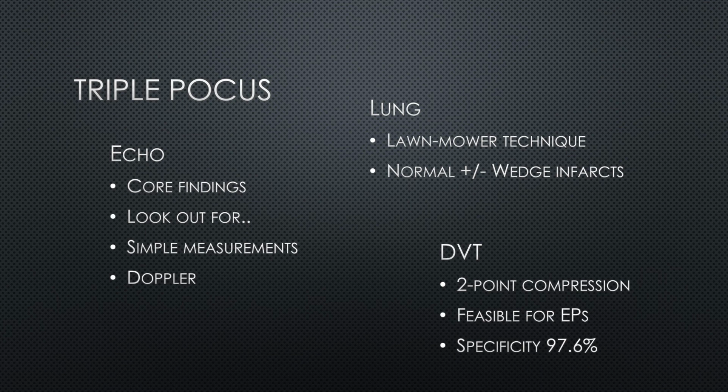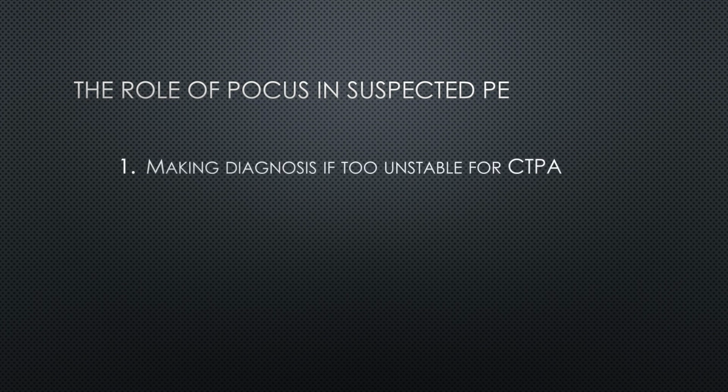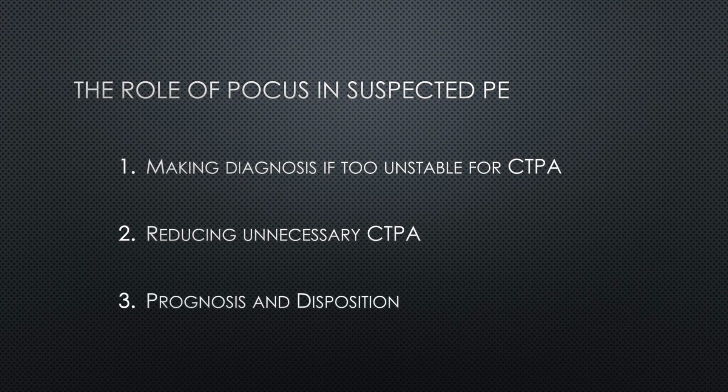So what is the role of point-of-care ultrasound in suspected PE? Well, the main role is just making the diagnosis in the group that are too unstable to go to CTPA. If you can rule in a PE in this group, you can thrombolyse them and save their lives. Secondly, reducing unnecessary CTPA use. So if your triple PoCUS is negative, plus you find a clear alternative diagnosis, then you can avoid doing a CTPA and save that patient that radiation. And finally, prognosis and disposition. So, as we said, a TAPSE of 16 or less is an independent predictor of mortality and should be taken seriously.